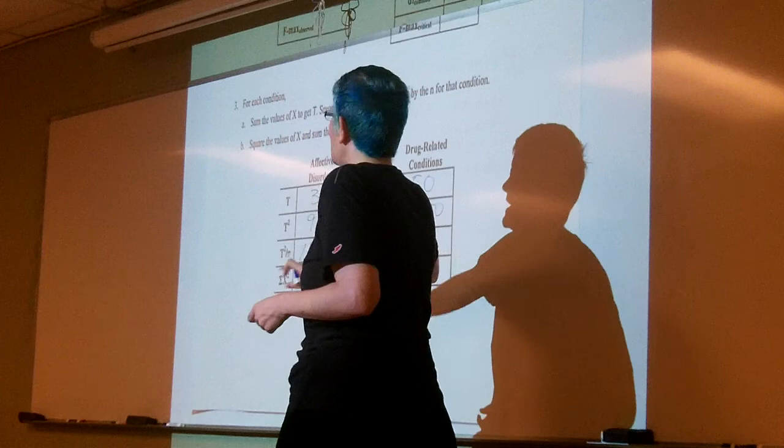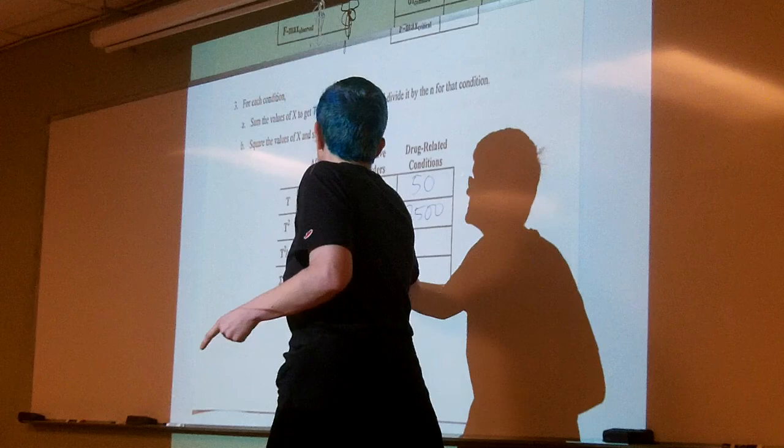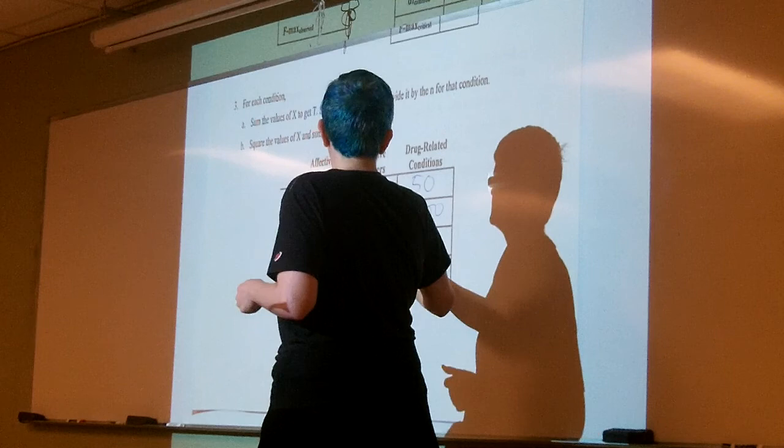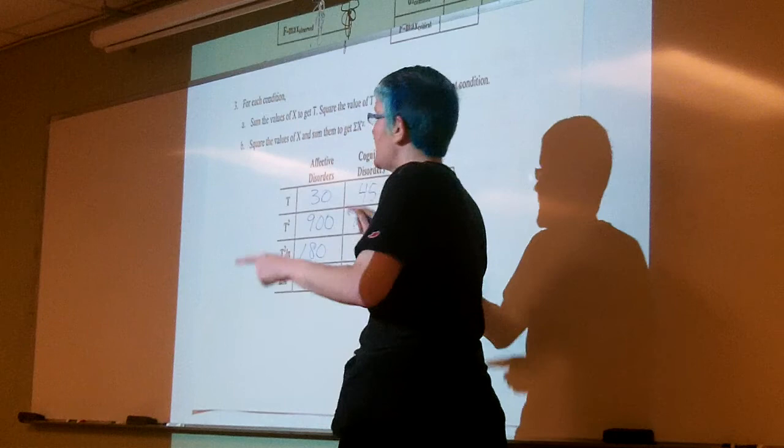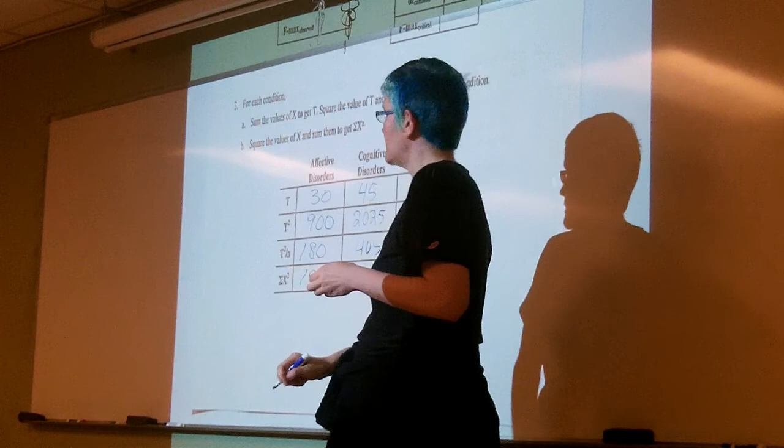All right, and then T squared over n. 405. T squared over n for you guys. 500. Okay. And sum of x squared for you guys. 419. And what did the team mean? 510. There we go. Okay, now everybody's got all the numbers. Is everybody clear on where all these numbers came from?